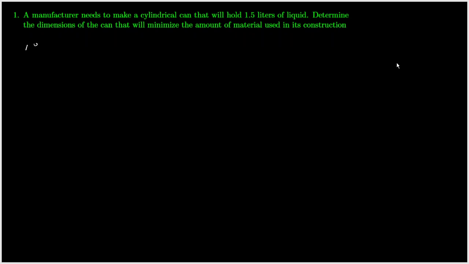In step 1, we draw a sketch. You want to make a cylinder. You know the volume. The volume is 1.5 liters. And then you're trying to determine the dimensions of the cylinder that will minimize the material. So this time we're going to see a minimization problem. In step 1, you draw a sketch. You just have a cylinder. Illustration only.